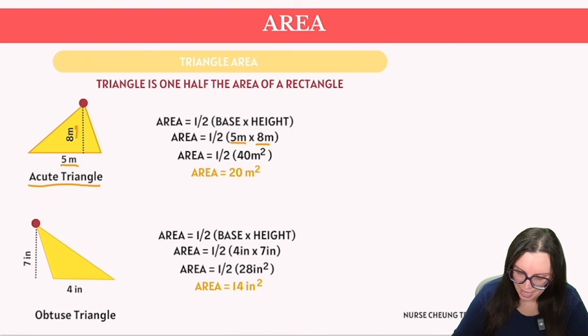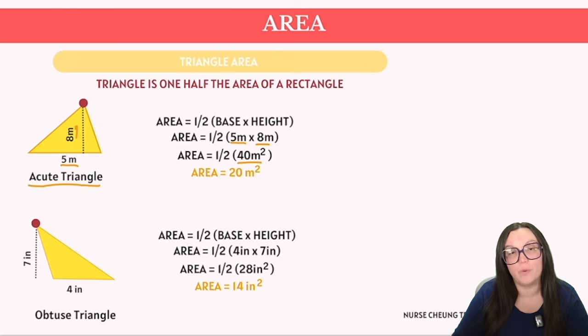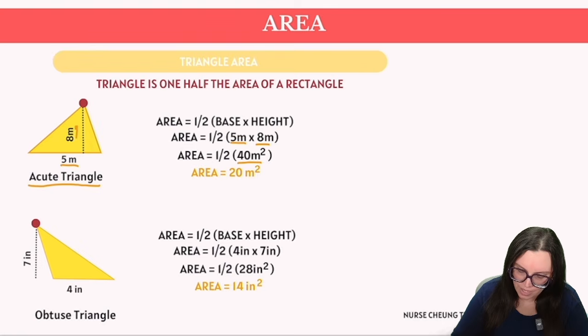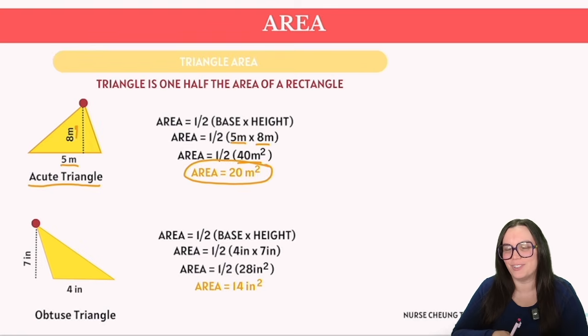We've got 5 times 8 is going to be equal to 40 meters squared, of course, because we're dealing with area. And then we are just going to divide that overall number by 2. So the area of our acute triangle is going to be 20 meters squared.